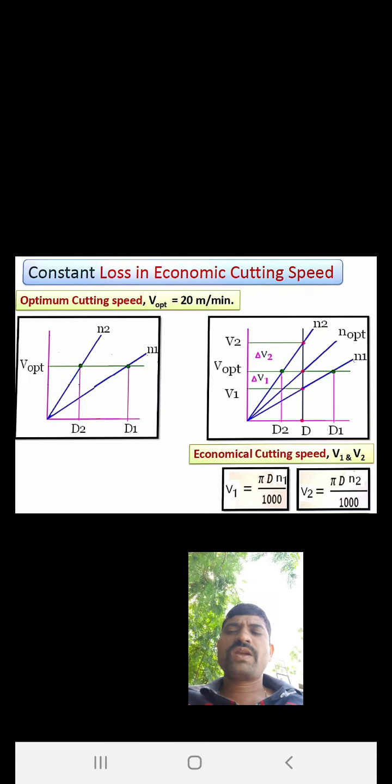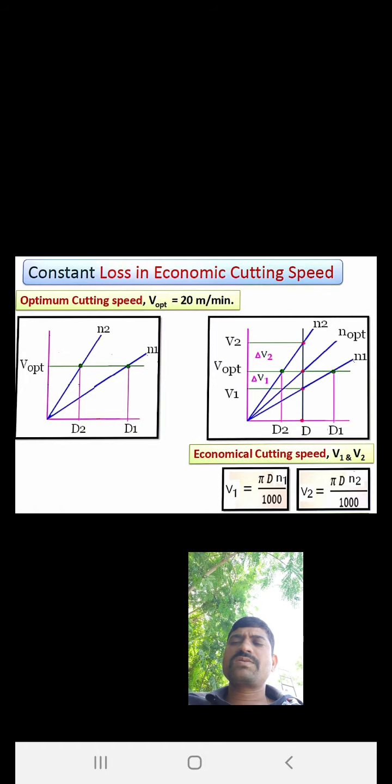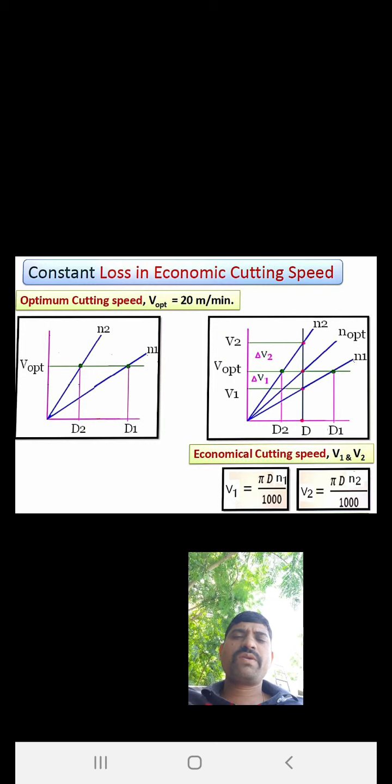The difference between the actual cutting speed, meaning V1 or V2, and the optimum cutting speed is known as the loss of economic cutting speed. The loss of economic cutting speed is maximum when the optimum cutting speed lies in the middle of the two speeds, actual speeds V1 and V2.